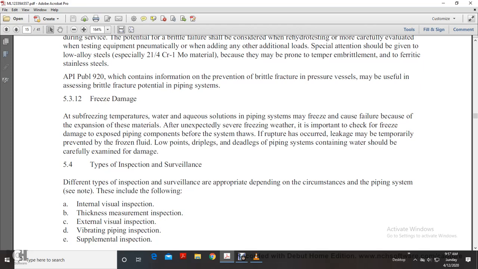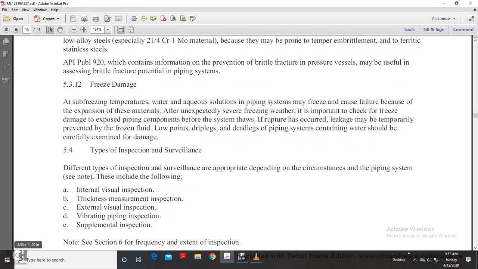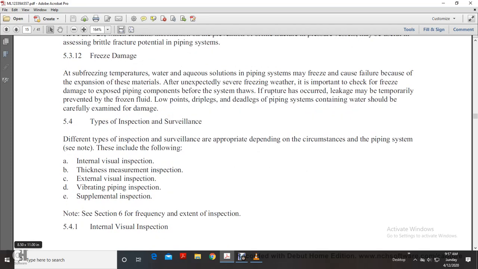Alright, 5.4, types of inspection and surveillance. Different types of inspection and surveillance are appropriate depending on the circumstances of the piping system. Note that they include the following: internal visual inspection, thickness measurement inspection, external visual inspection, vibrating piping inspection, and supplemental inspections. See section 6 for the frequency and extent of the inspection.